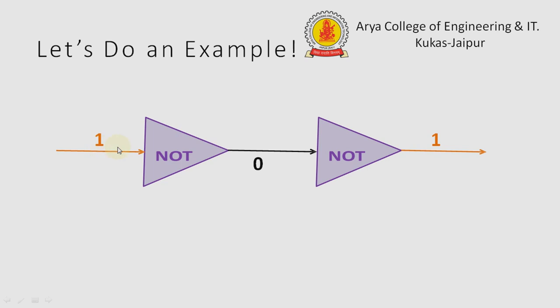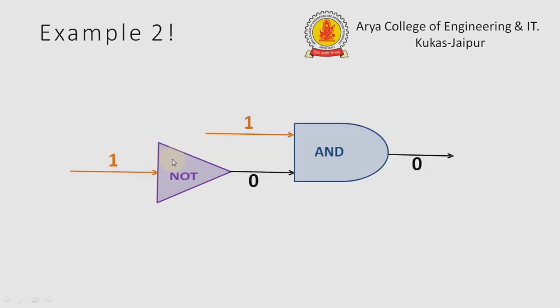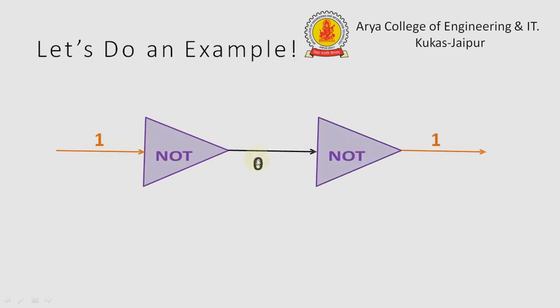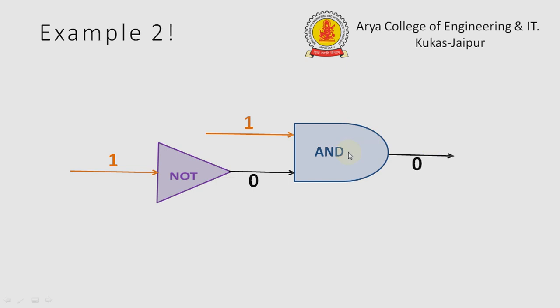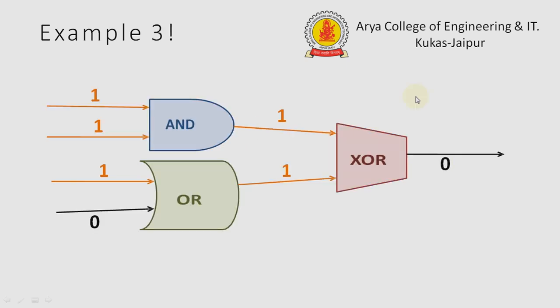As we are applying 1 here in the NOT gate, we are getting an output of 0, and when we apply it again in a NOT gate, we get 1 as output. In the second example, here we are applying 1, we are getting 0, and here is 1. We are now at the AND gate, we are applying 1 and 0, and we are getting 0 as output.